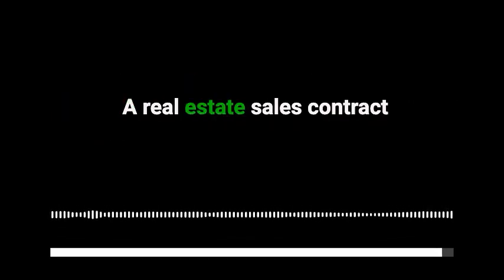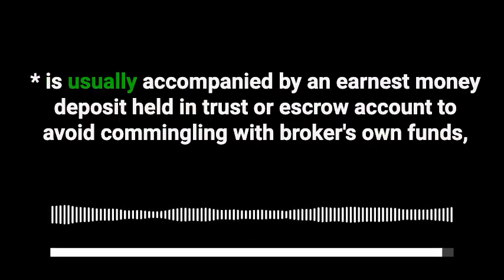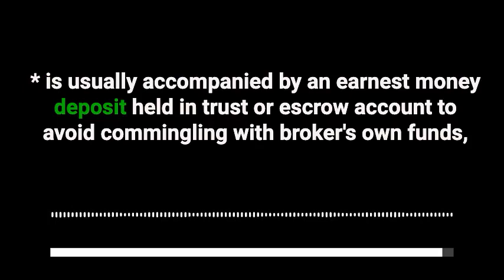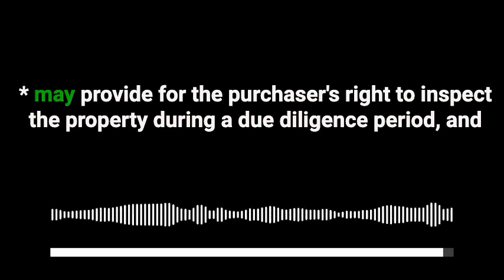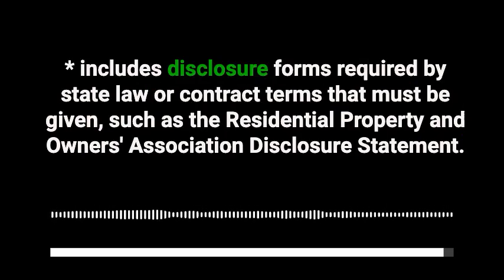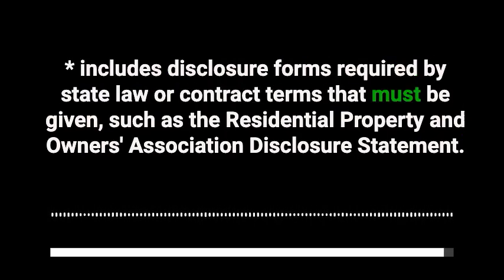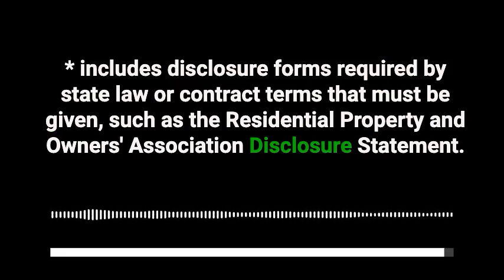A real estate sales contract is usually accompanied by an earnest money deposit held in trust or escrow account to avoid commingling with brokers' own funds. It contains contingencies or conditions to the sale that must be stated in the contract. It may provide for the purchaser's right to inspect the property during a due diligence period, and includes disclosure forms required by state law or contract terms that must be given, such as the Residential Property and Owners Association Disclosure Statement.